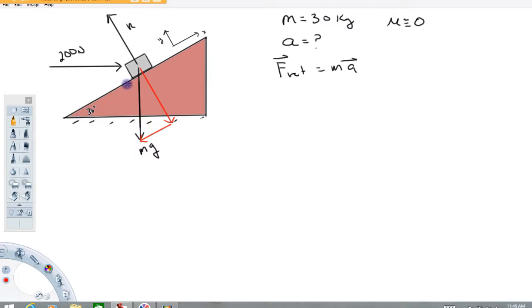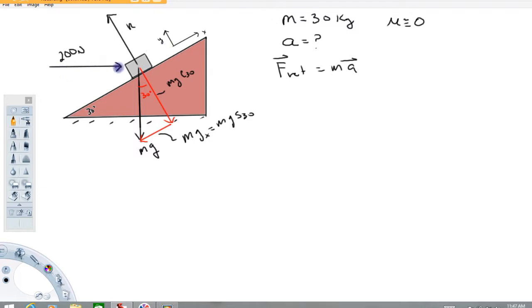Angle-wise, this is 30 degrees, which makes this angle 60, but this would be a right angle. So that's going to make this angle right here 30 degrees. By basic trigonometry, because the hypotenuse here is mg, this one, which I would call mgx, the x component of the gravitational force, is equal to mg sine 30. And this component, because it's adjacent to the 30 degrees, is equal to mg cosine 30.